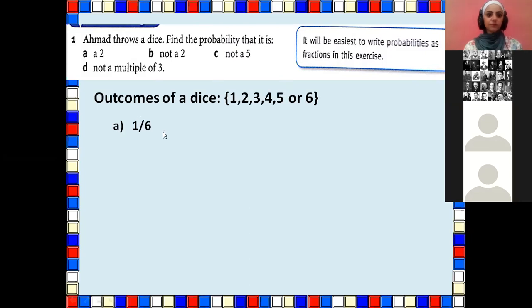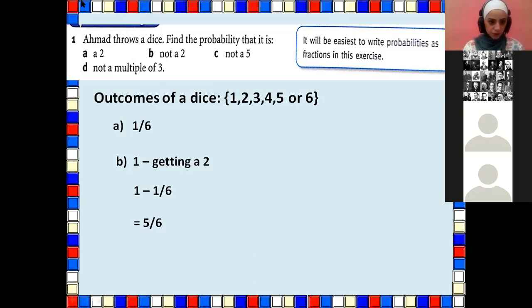Find the probability that it's not a 2, it's 5/6. Yes, of course. If choosing a 2 is 1/6, not choosing a 2, what is that? It's gonna be 5/6. Yes, 5/6. Or if you want to write it in steps, 1 minus choosing a 2, which is 1 minus 1/6, which is already 5/6. Okay, thank you, Lean.